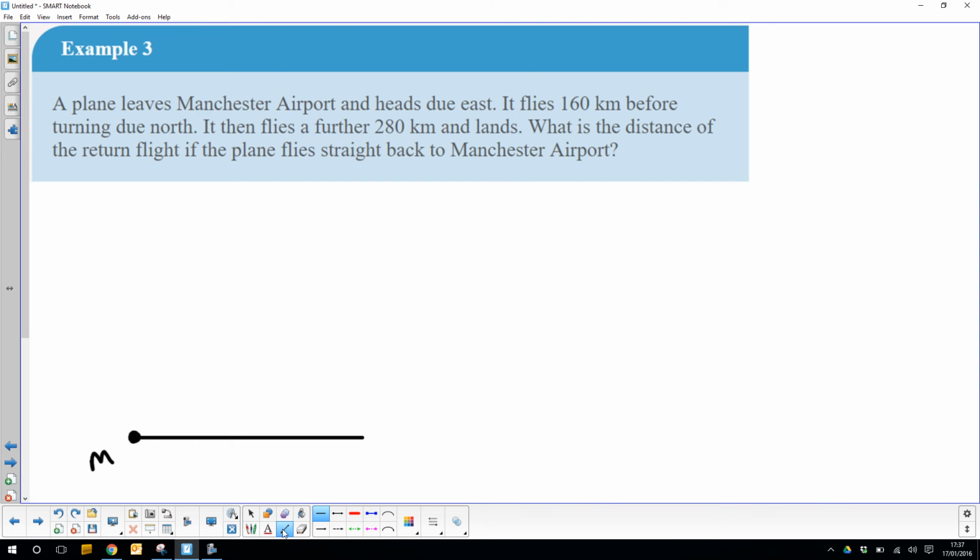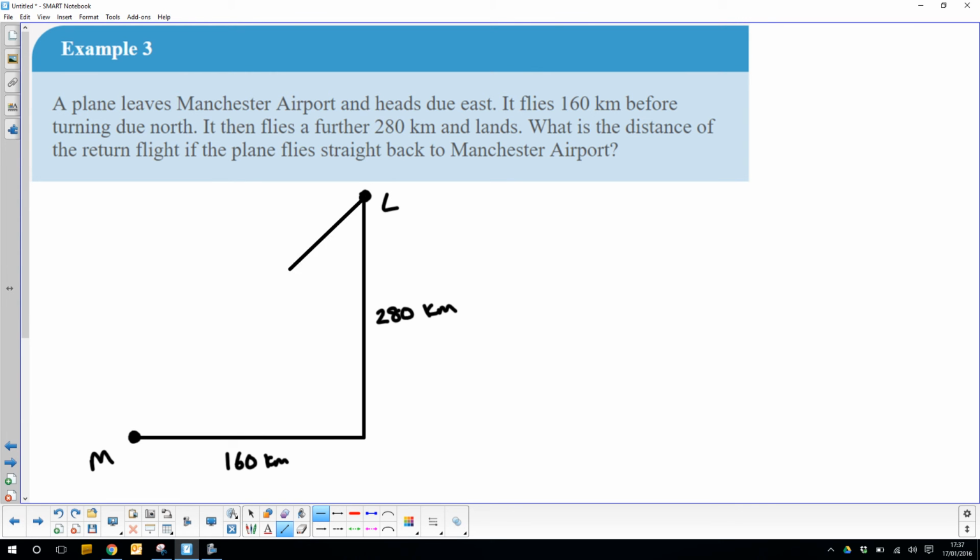And that's the journey east. It says it's 160 kilometres, so I'm going to mark that on. Okay, then we go north, straight north. My diagram clearly isn't to scale because I'm just doing a very quick sketch, but this says going north 280 kilometres and then land, so that's the point where we land at L.